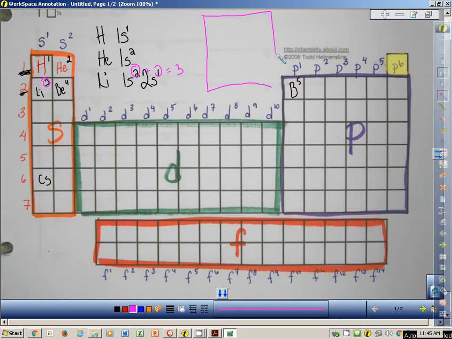Here's my badly drawn apartment building. Remember this? What that means is, on the first floor of my apartment, in the S apartment, there are 2 electrons living there. On the second floor, remember the second floor had an S apartment and a P apartment? You remember drawing this the other day? What this means is that I have 2 electrons living in the S, and I've got 1 electron living in the P.